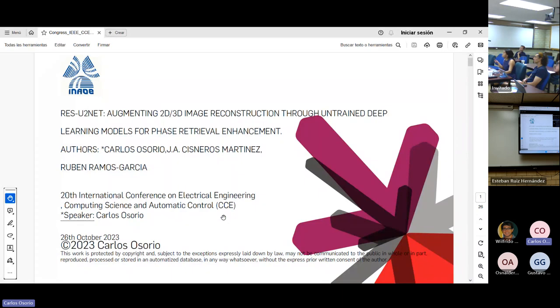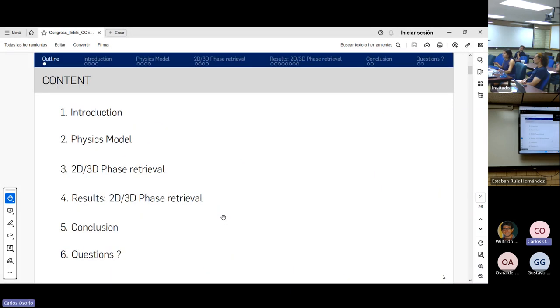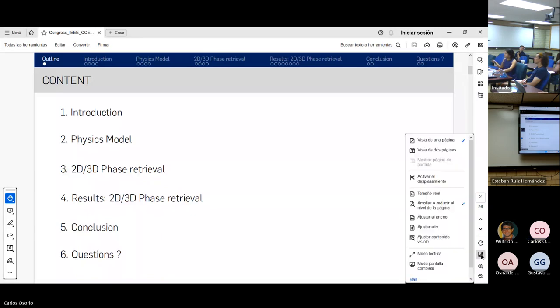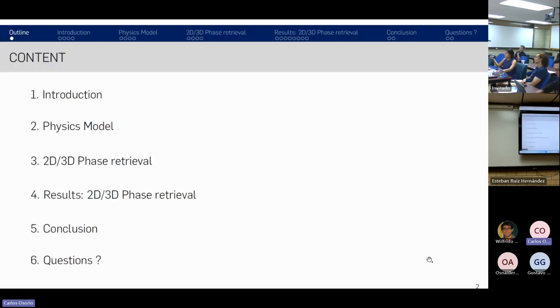Okay. Good morning, everyone. Today I present the work titled "RevNet U2Net": augmenting 3D image reconstruction through untrained deep learning models for phase retrieval. Then continuing, I have a situation. We are not hearing you. Maybe it is in the configuration of your application. Ready.